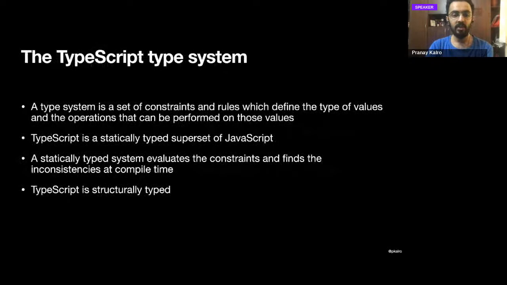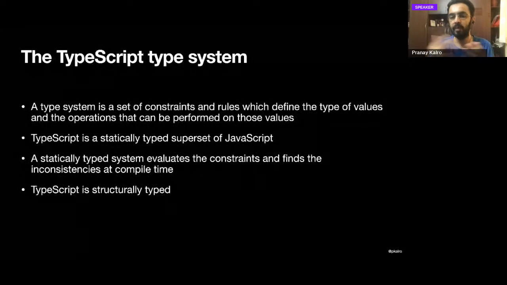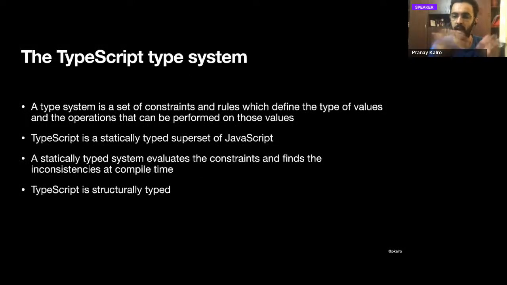Now, what is the TypeScript type system? Coming to a little bit of detail of what TypeScript actually does, first we need to understand the core of a type system. As we know, in any programming language, a type system is basically a rule book of constraints, which the compiler needs to take care of: the kind of values and the kind of operations that can be performed on variables.